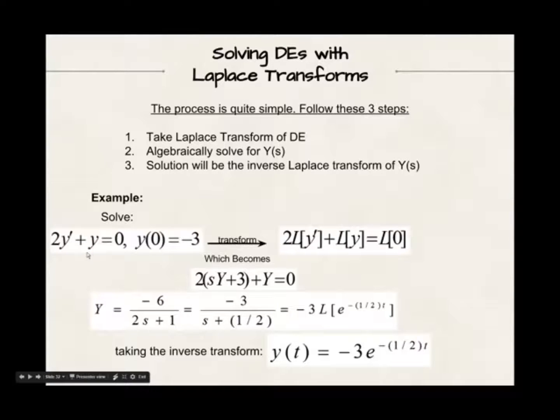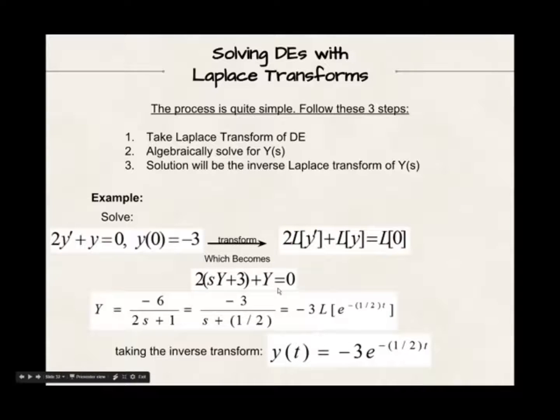Example, if we were to solve 2y prime plus y is equal to 0, with y of 0 being equal to negative 3, we take the transform of that to get 2 times (sY plus 3) plus Y, because remember that the Laplace transform of a derivative will be the big Y times s to the power of however many times it was differentiated, minus all the different initial values beyond that.